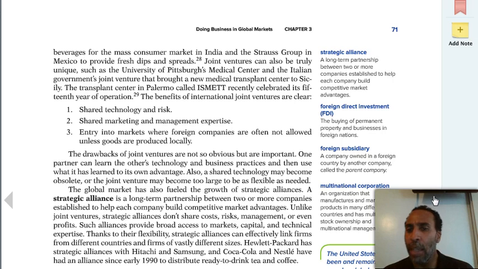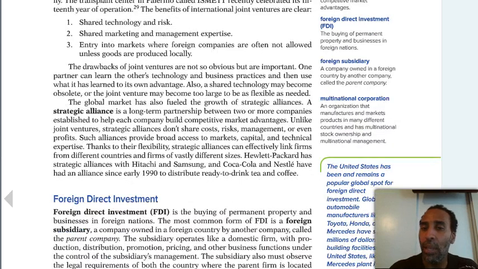Foreign direct investment, the buying of permanent property and businesses in foreign nations, right? So if you're going that direction, you know that, hey, we're fully committed to make this happen and have this foreign direct investment take place.